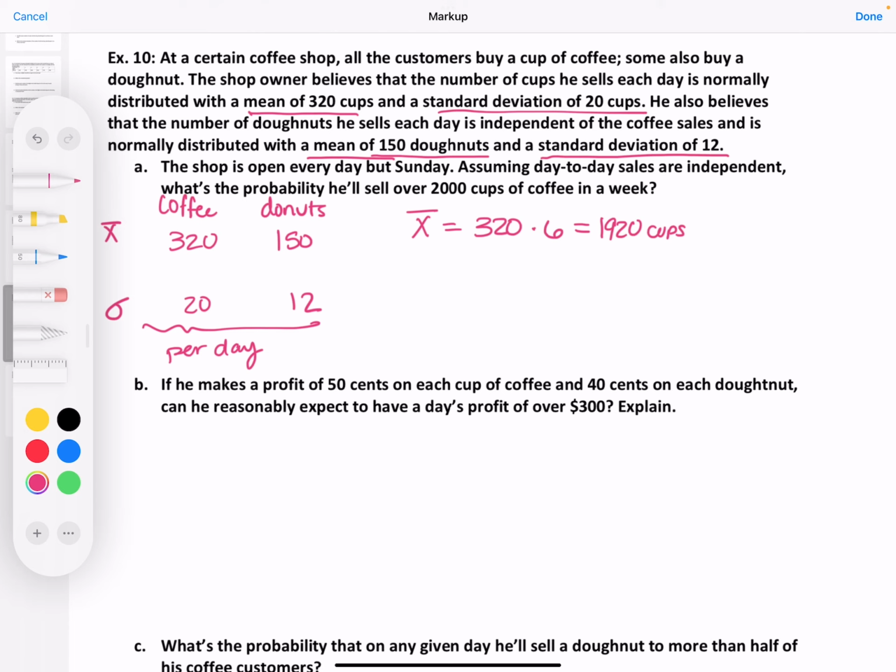Standard deviation is the square root of 20 squared times 6, which is going to end up being 48.9 cups.